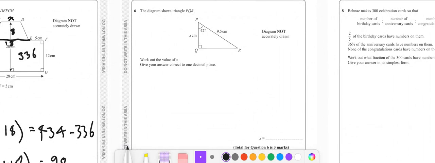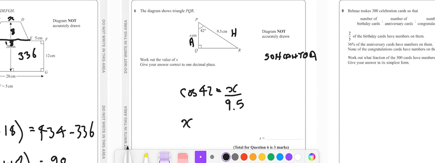Okay, work out the value of x. We've got a right angle triangle, so it's right angle trigonometry. We're interested in this length, which is the adjacent, and this length, which is the hypotenuse. Therefore, that's going to be toa, so we're going to be cos. So the cos of 42 equals the adjacent over the hypotenuse. So x equals 9.5 times cos 42, which is 7.0598. To 1 decimal place that is 7.1.